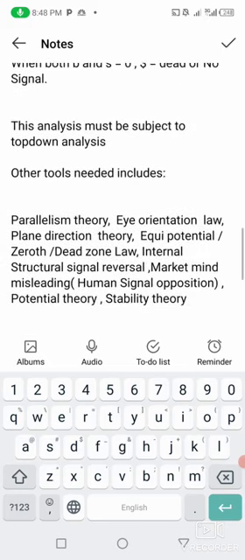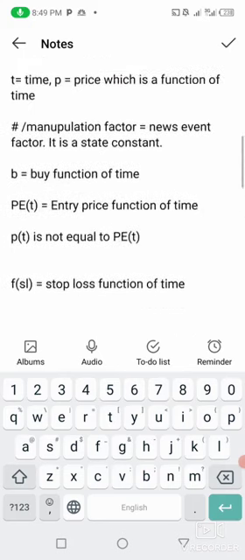Now we have other things you should consider for this to hold. We have parallelism theory, which I'm going to explain on the chart. We have the eye orientation law, which I'm going to explain on the chart. For each one I explain, I will mention the name. So we have plane direction theory, we have equipotential or zeroth or dead zone law, we have internal structural signal reversal, we have market mind misleading or human signal opposition, we have potential theory, and then we have stability theory. These are going to be used to make this idea come to reality.